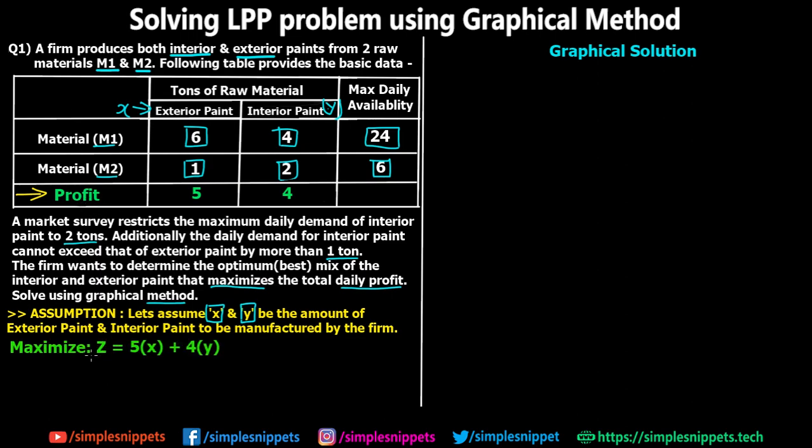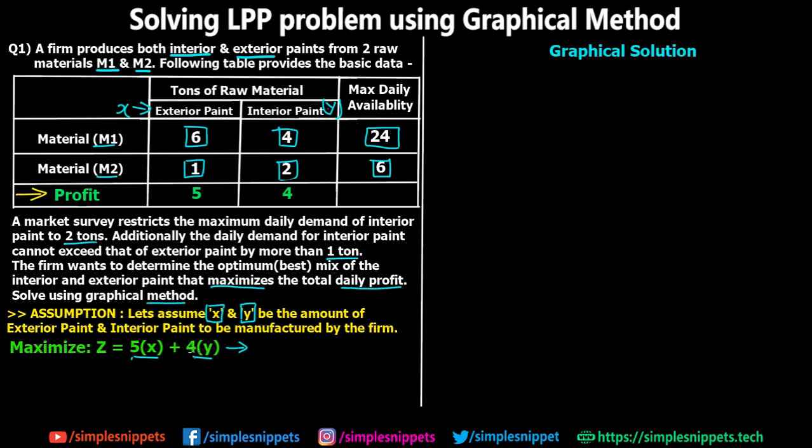So the profit equation can be given as maximize Z, or Z equal to 5x plus 4y. So what is this? 5 is the profit earned on 1 ton of exterior paint, and X is the quantity which we are going to assume. So the total profit would be 5 into that quantity, right? So this is for exterior paint, that is 5 into X. Similarly, 4 is the profit earned on 1 ton of interior paint. So on Y tons of interior paint, we will earn 4 into Y profit. So this is that part. So this is that maximization equation.